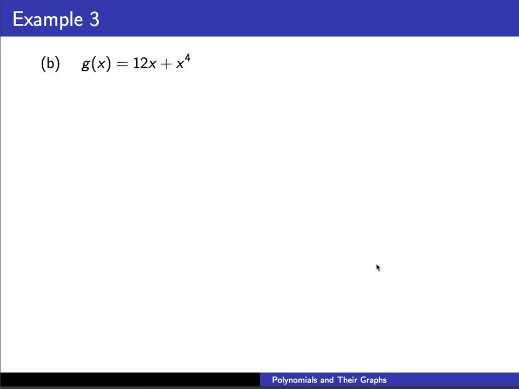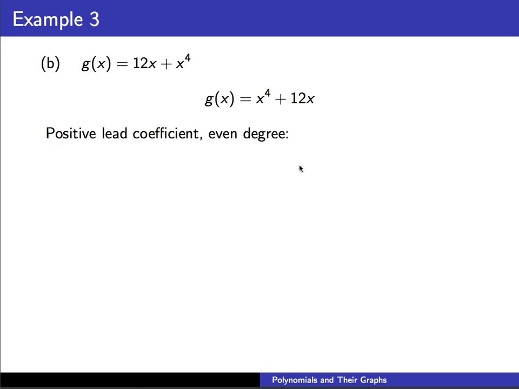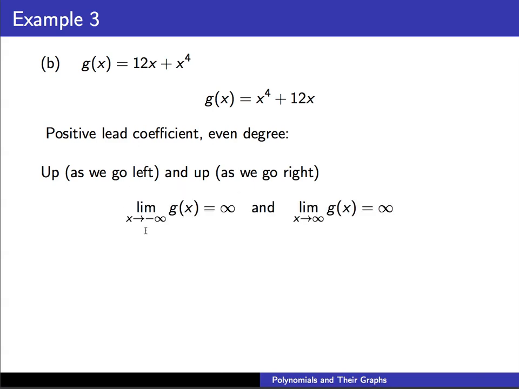Part B, g of x is 12x plus x to the fourth. We can rewrite this as x to the fourth plus 12x. So our leading term is x to the fourth. We have a positive leading coefficient and an even degree. That's going to mean we go up as we go to the left and up as we go to the right. So going to the left, as x approaches negative infinity for g of x, going up is positive infinity. Same thing with going to the right. As x approaches positive infinity, our y values are going up and up and up, so our y values are approaching infinity.